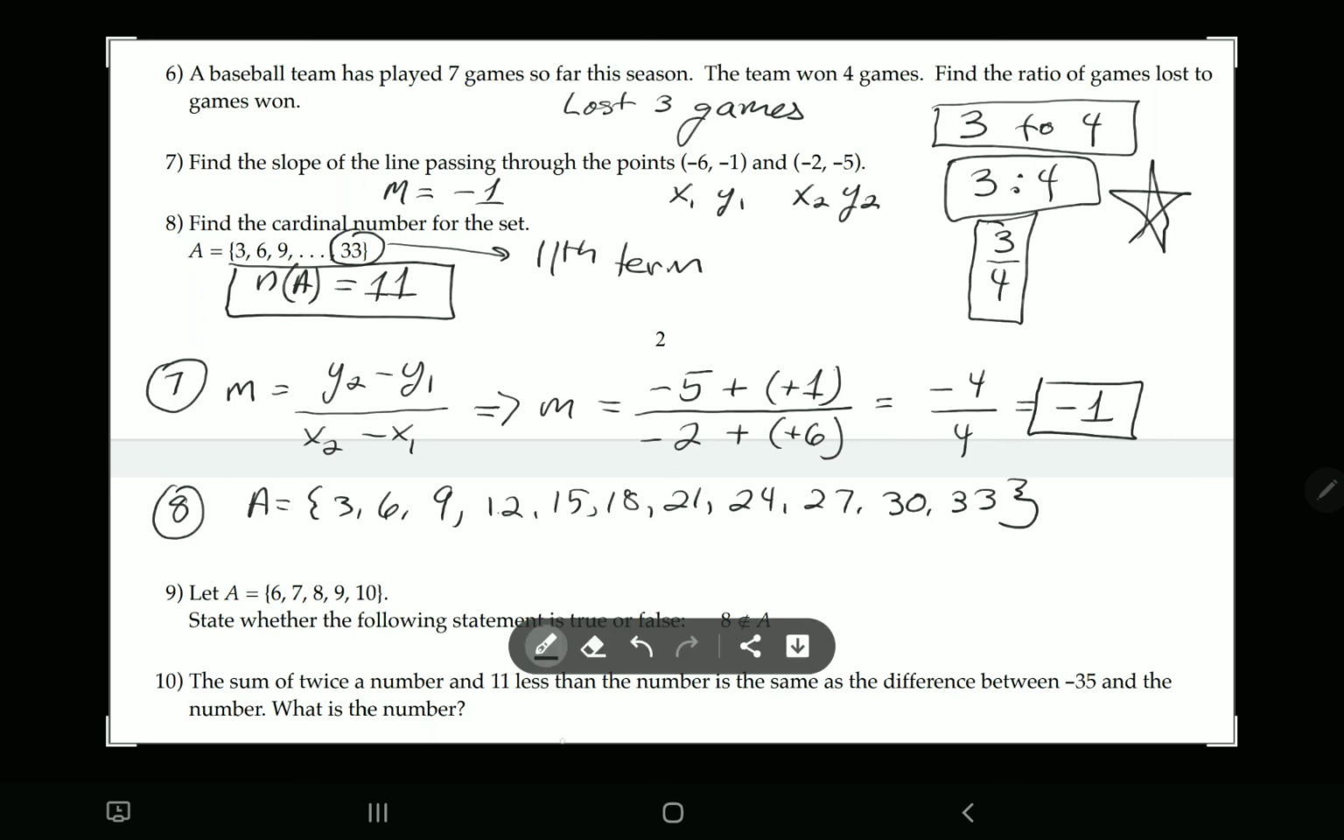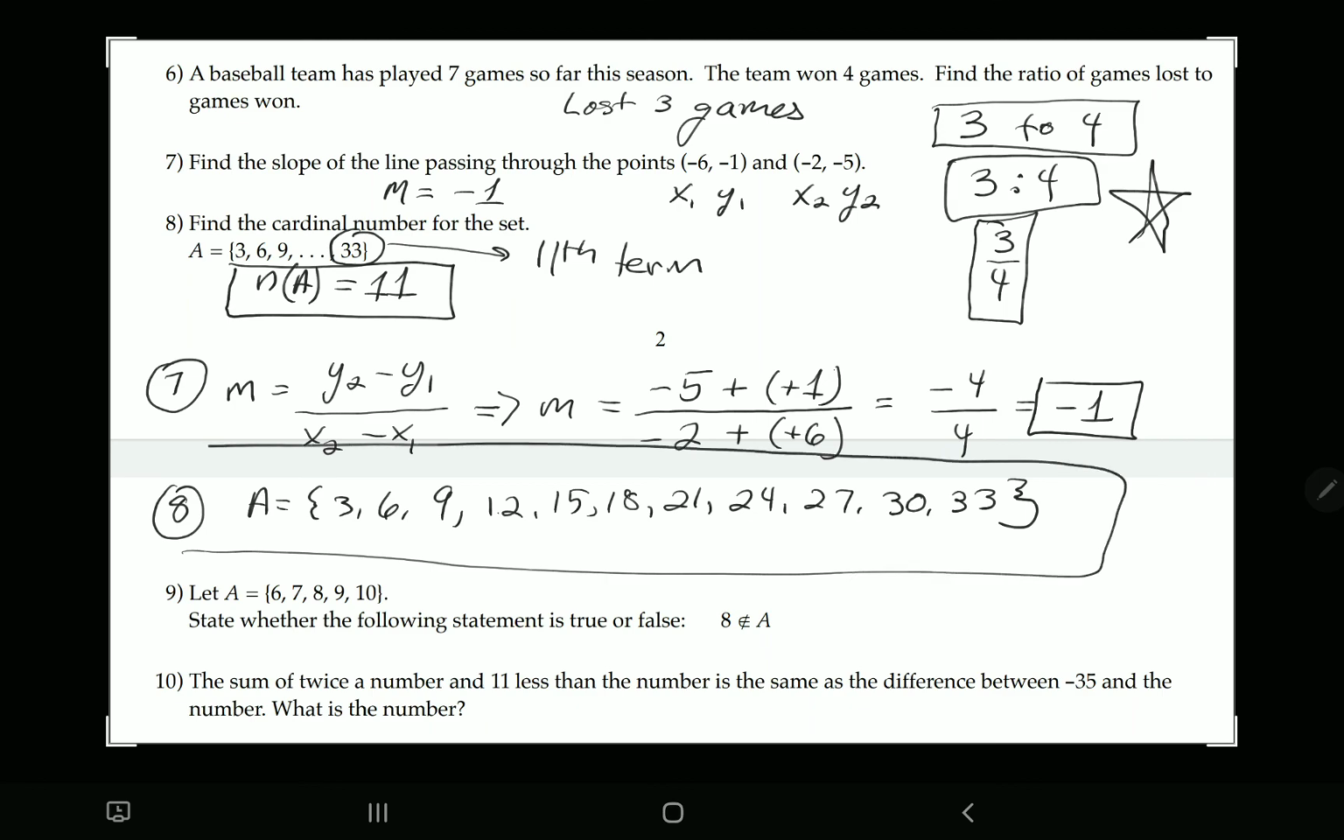And because that's the maximum term, and also because we start at 3, we can say that there are 11 terms, 11 elements in the set. However, I prefer you to list it out like the way I did here. List it out, therefore you can have no mistakes.